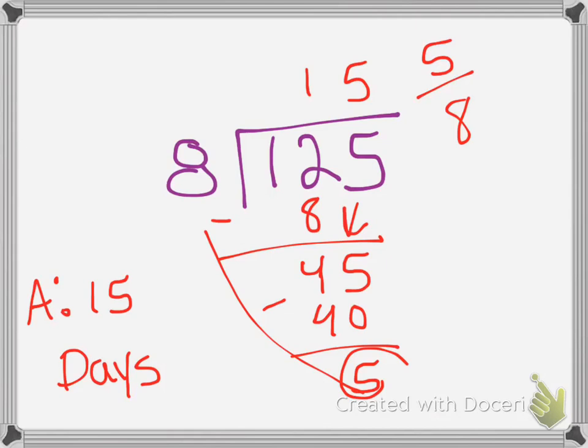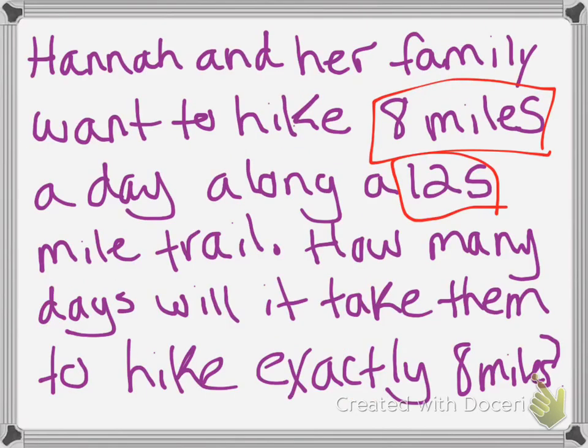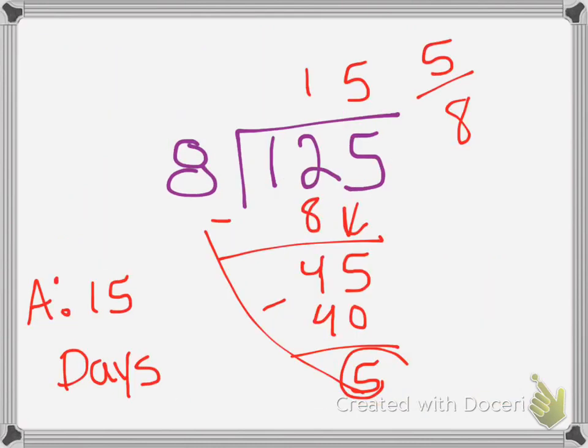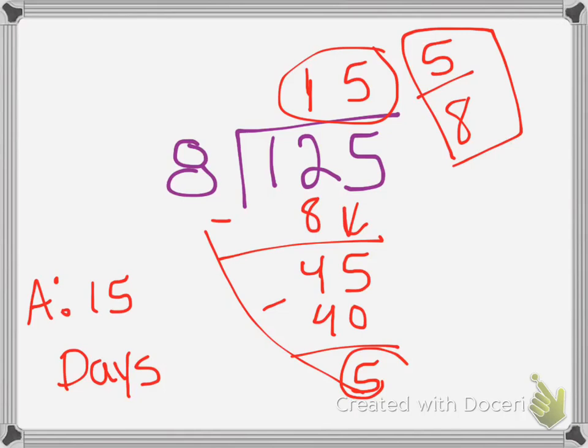Now, you can walk 5/8 of a mile and you can have 5/8 of a piece of rope. But in this case, we have to look at the problem because the problem asked us exactly 8 miles. So they can hike exactly 8 miles in those 15 days. And there'll be a little bit left over on the 16th day, but we're going to drop the remainder because they wanted the exact amount of days it would take for 8 miles.